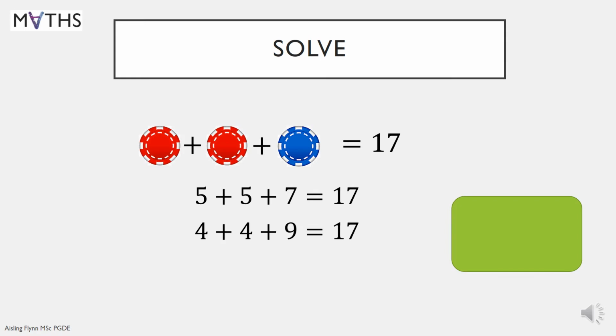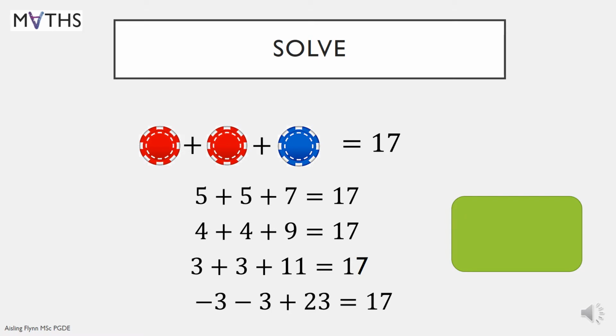Possibly. But couldn't it also be 4 plus 4 plus 9? Or perhaps 3 plus 3 plus 11? Or even negative 3, minus 3, minus 3 plus 23. They all give the result 17. So how do we know which one it is? Well, we need more information to say for sure.